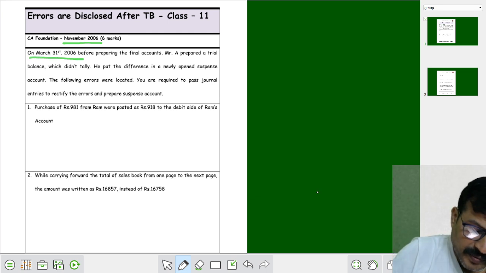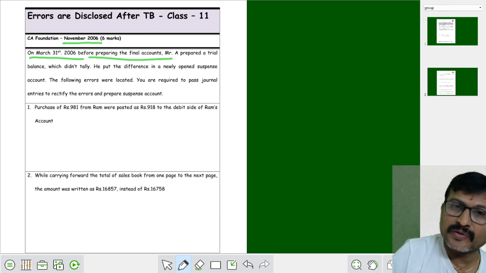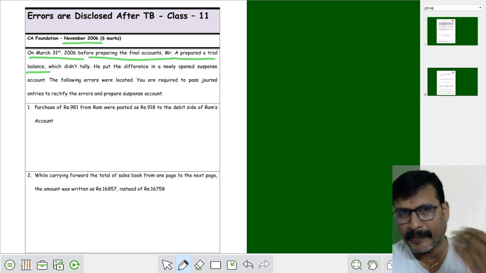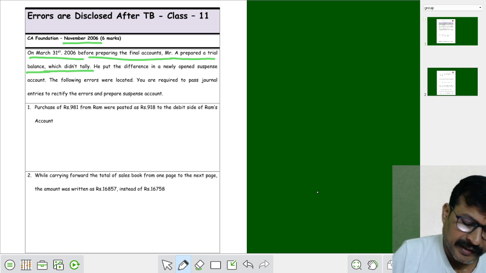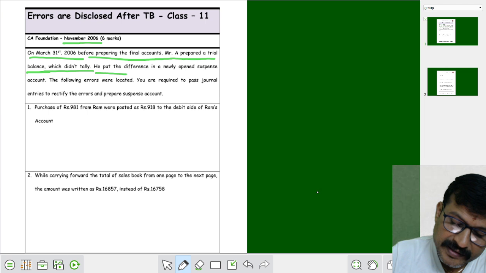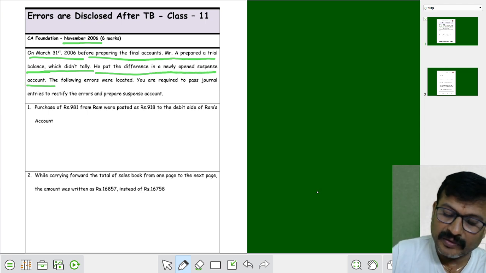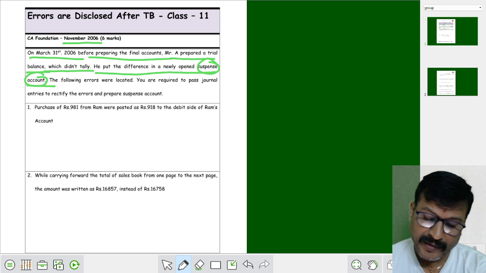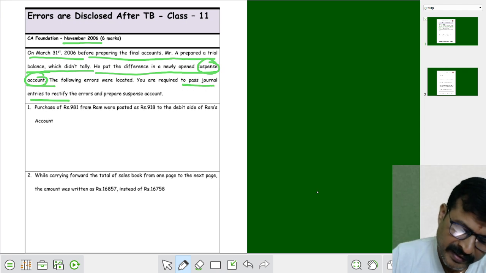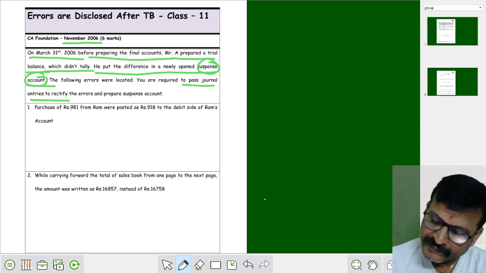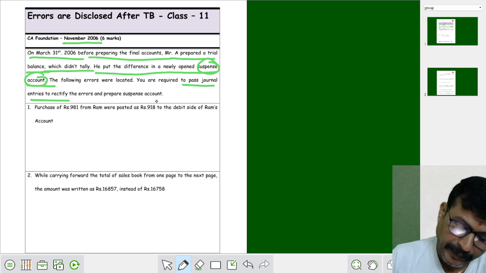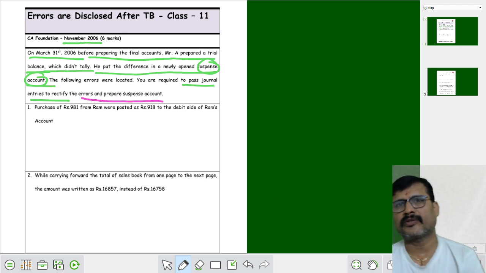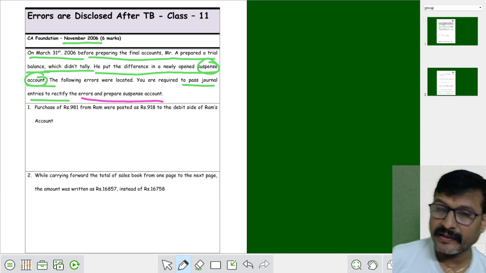On 31st March 26, before preparing the final accounts, Mr. A prepared a trial balance, which didn't tally. He put the difference in a newly opened suspense account. The following errors were located. You are required to pass the journal entries to rectify the errors and also prepare the suspense account. Okay, shall we start the solution?